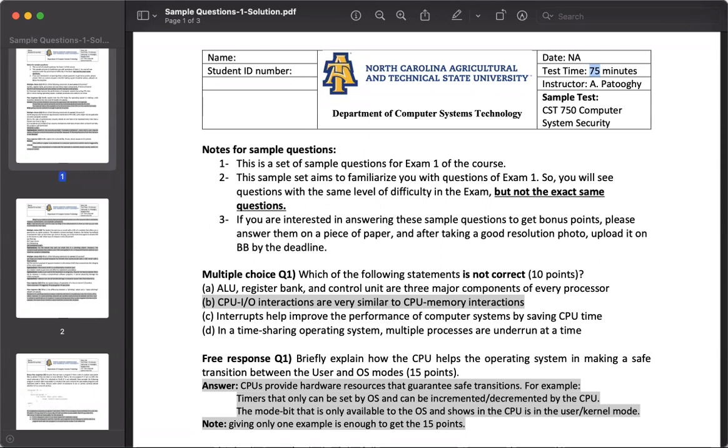Okay, thank you. And the other thing is that you only have one time to answer the questions. So if you click submit and submit your answers, that's it. So please make sure that you are ready and double check your answers before you click on the submit button.